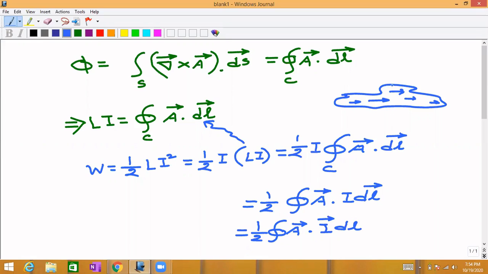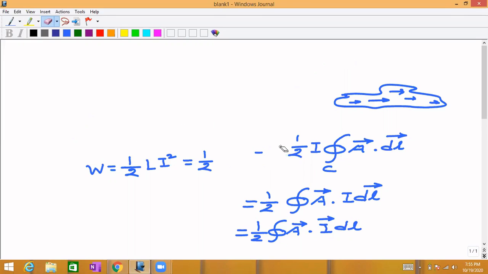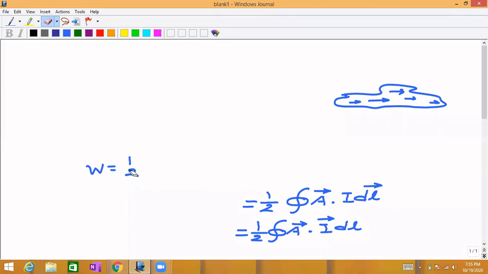then in place of this I dl expression, what will come? Can you give the answer? Will the volume charge density come? Volume charge density. Volume charge density means the amount of charge in a volume, but the dimension must be same. Whatever quantity you write, its dimension must be the same.